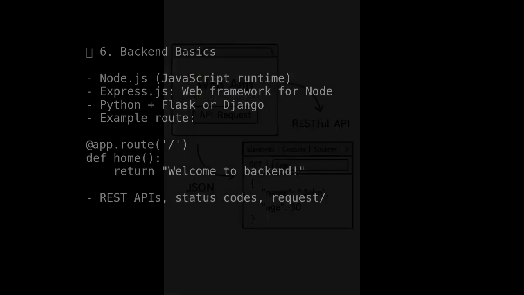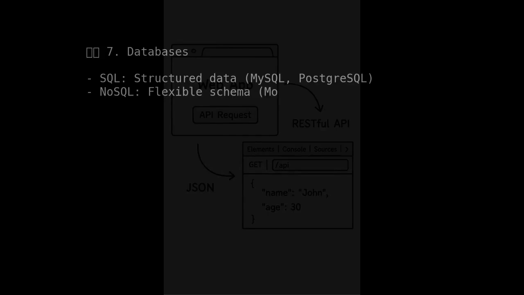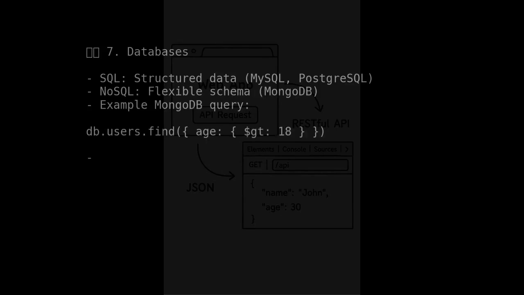Illustration of a web app sending API requests and receiving JSON data. Show a RESTful API request, GET post, animated JSON response like name: John, age: 30. Use wireframe UI elements, browser DevTools interface, and arrows showing data flow.